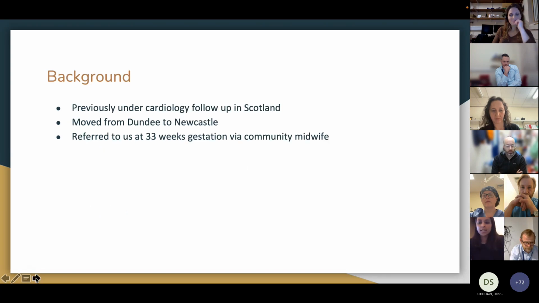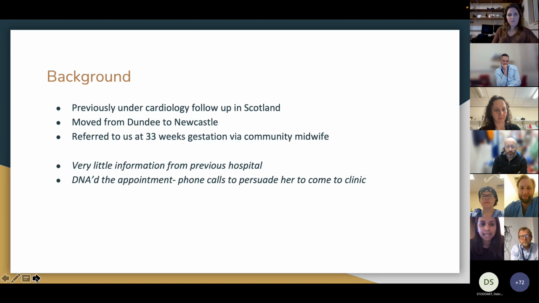So she had been under cardiology follow-up in Scotland for most of her life, and she had only just moved from Dundee to Newcastle. She was referred to us when she was 33 weeks gestation by a community midwife. Up until that point, most of her antenatal care had been in Scotland, and she came to us with very little information from the previous hospital. We didn't have any paper notes or any electronic records.